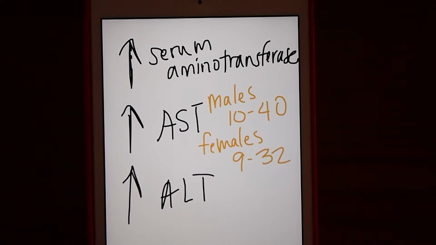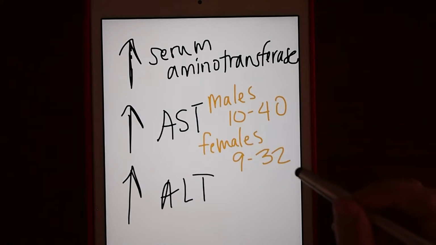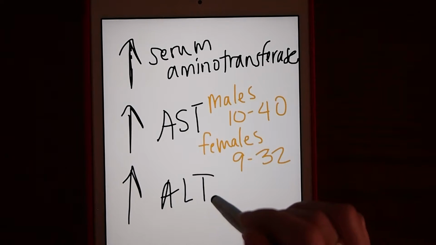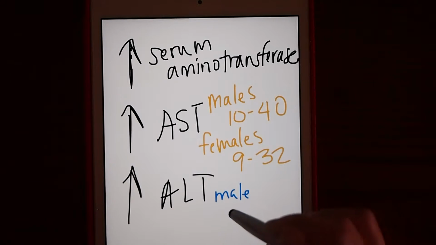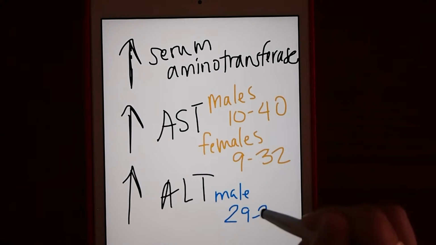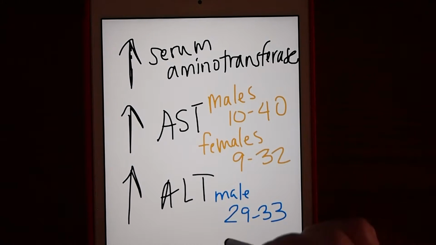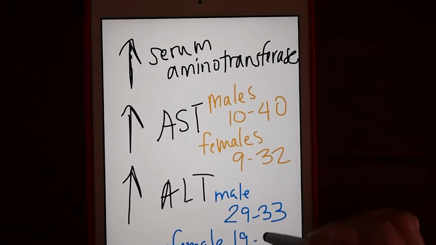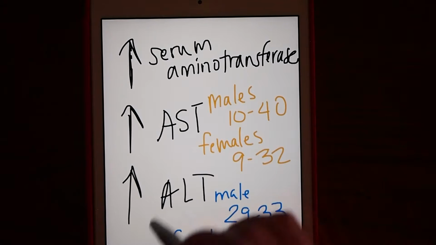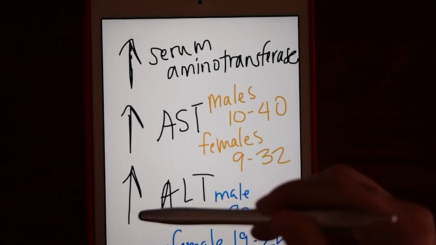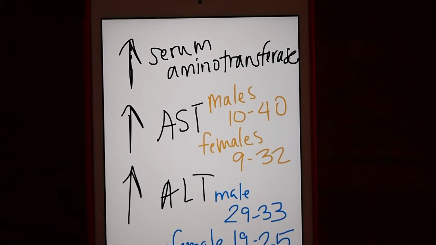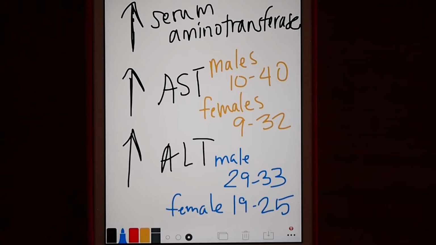As for ALT, the normal values for males is 29 to 33 international units per liter, and for females, 19 to 25. So again, these are the normal values. However, with hepatitis, you would see an increase. Let me scoot that up so you can see it a little better.